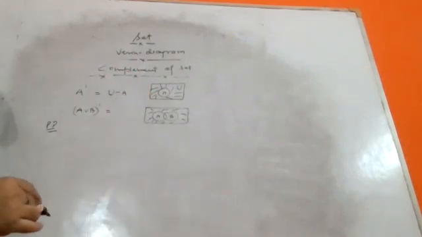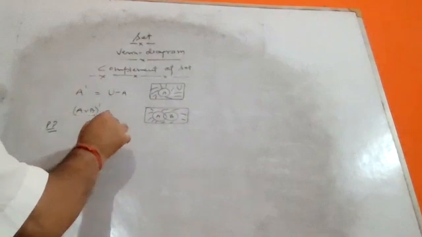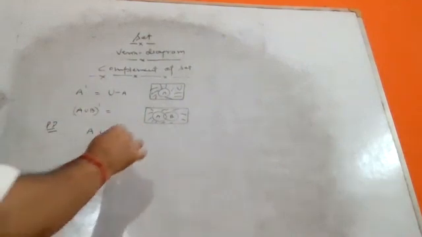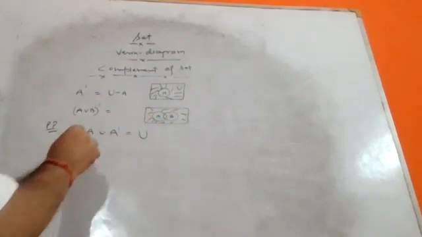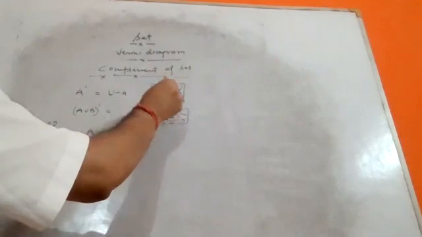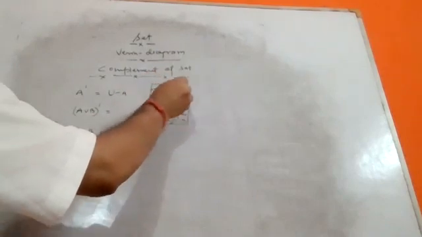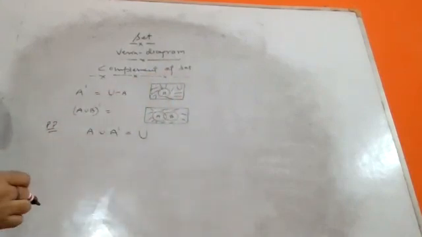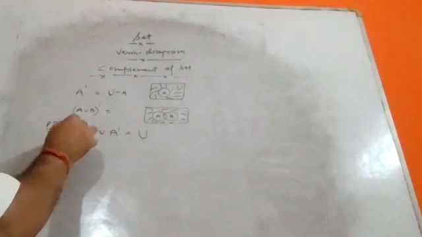And the first thing: A union A complement, what is that? That is the universal set. A is this one, A dash is this one. If we club these two, we will get all the elements of the set, and all the elements of the set is the universal set. This is your first property.